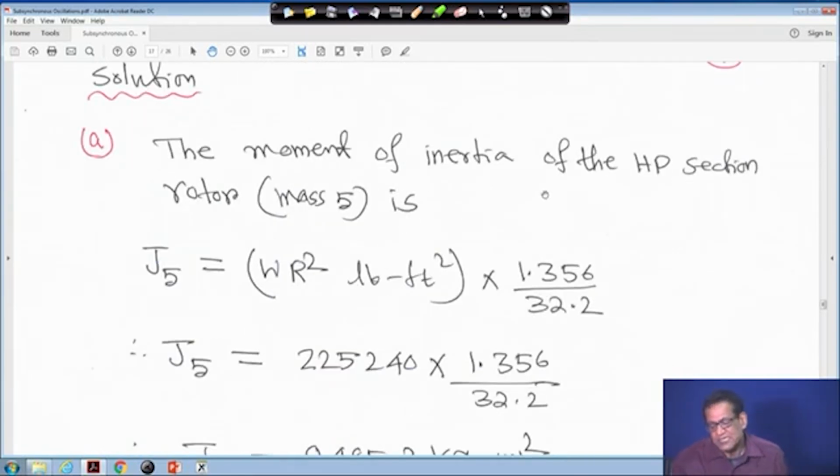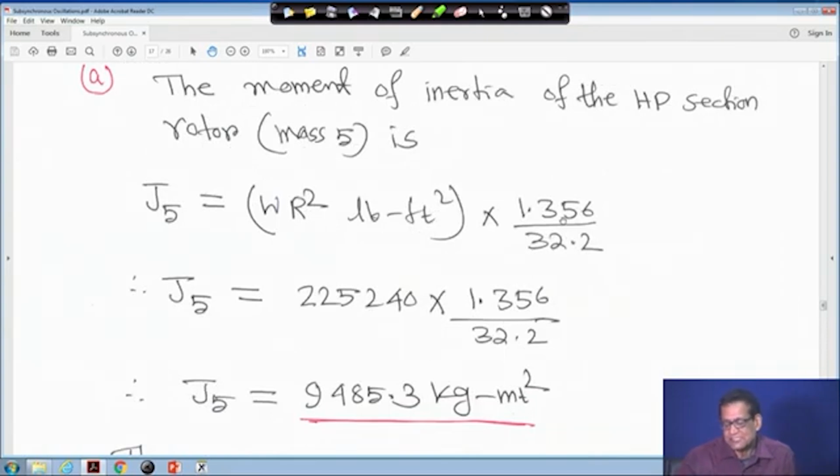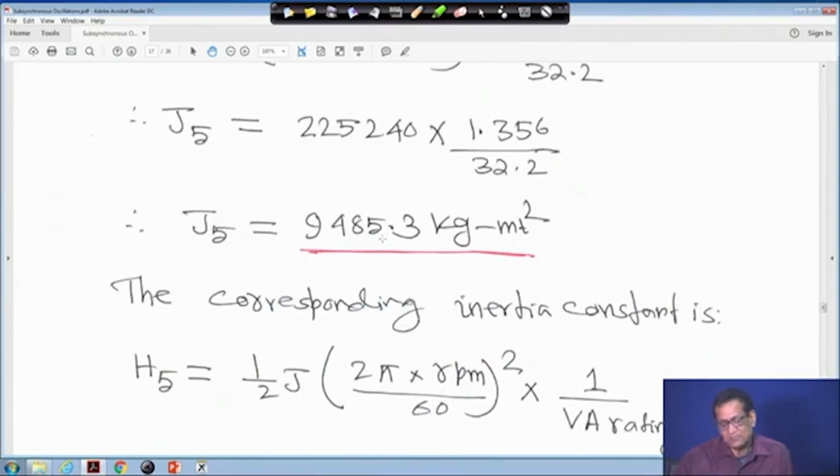The moment of inertia of the HP section rotor mass, that is mass 5, the high pressure section. We know this transformation from when we did the synchronous machine chapter, that inertia is given in pound feet square into 1.356 upon 32.2. This we have already done. So, here the inertia for section 5 is 2,25,240 pound feet square into 1.356 upon 32.2. So, that is actually 9,485.3 kg meter square.